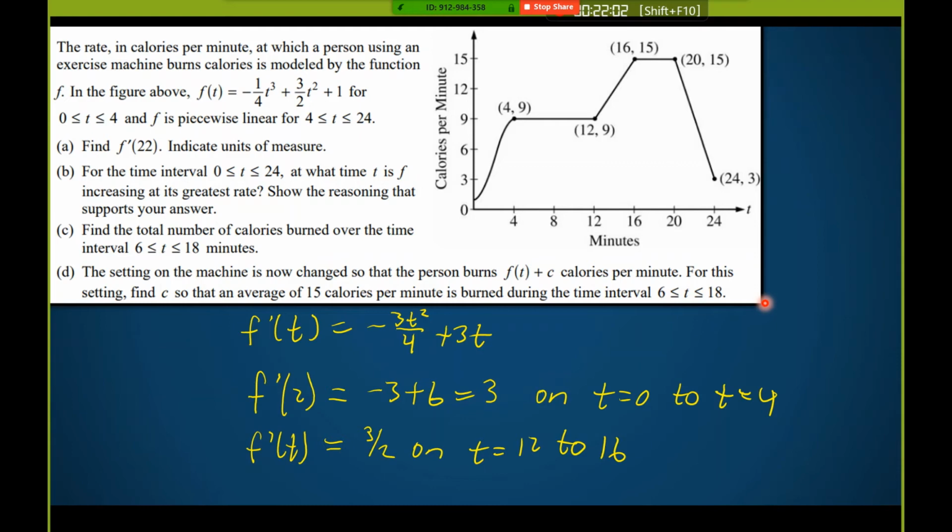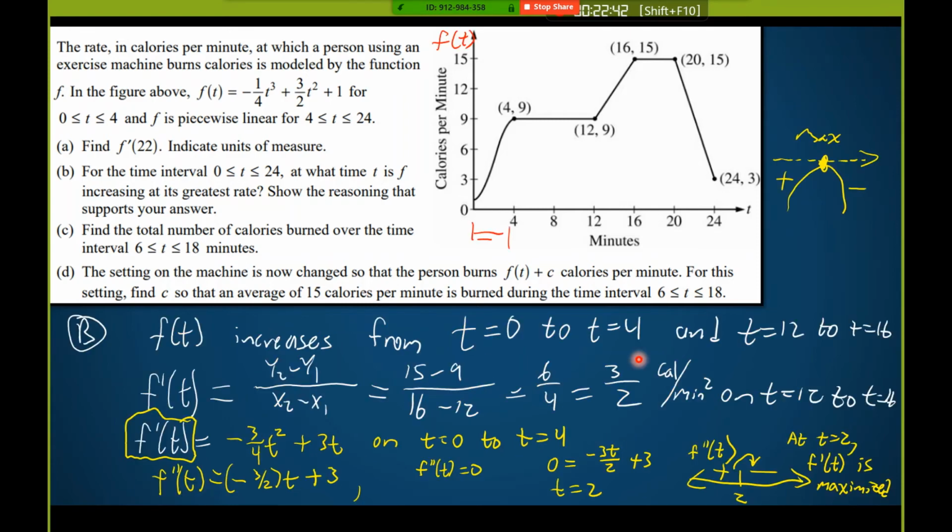Okay, I'm going to go back again. So we have f of t measured in calories per minute. We're trying to figure out when it's increasing at the greatest rate. So I want to know when the slope of f is as large as possible. We said f is only increasing from 0 to 4 and from 12 to 16. From 12 to 16, our slope is constant because this is a linear function. Our slope for all of those points is 3 over 2 calories per minute squared. Our slope from 0 to 4 is constantly changing. It would be according to our derivative of f, which we said was negative 3/4 t squared plus 3t.